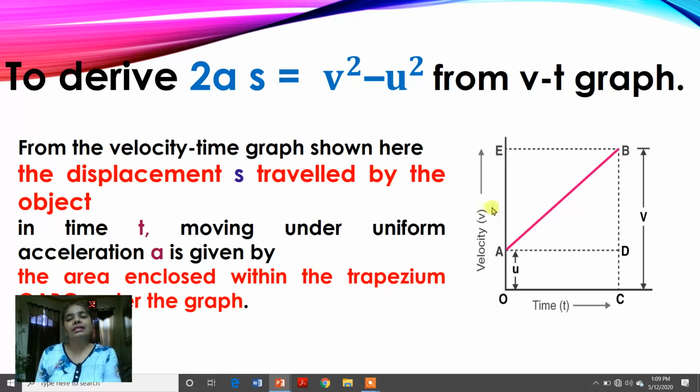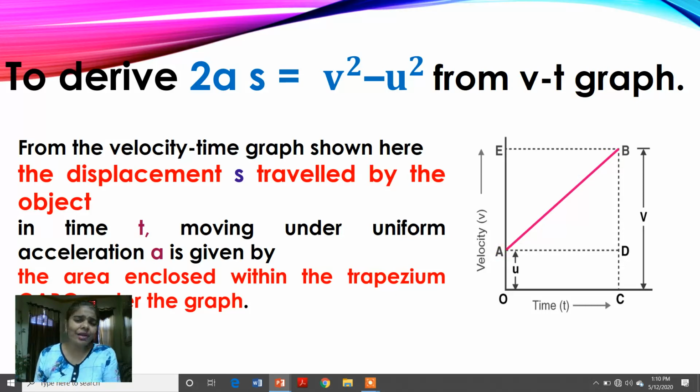For this, let's consider this velocity time graph. Here AB is representing uniform acceleration, and remember I told you that these equations are valid only for the uniformly accelerated motion, that is, body is moving along a straight line.